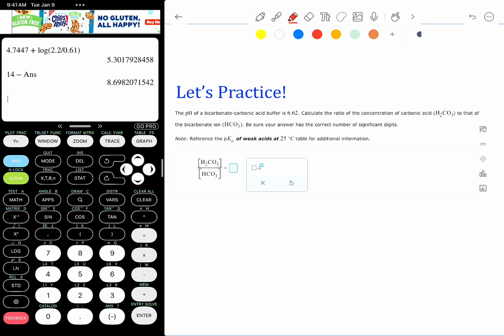The Henderson-Hasselbalch equation is no different from that. However, because we're looking at the ratio of our conjugate acid and our base, or our acid and our conjugate base, we often care more about the ratio between those values rather than the actual values themselves. So this problem is asking us to calculate the ratio of the concentrations of carbonic acid and its conjugate base, bicarbonate, given that we want to have a solution with a pH of 6.62.